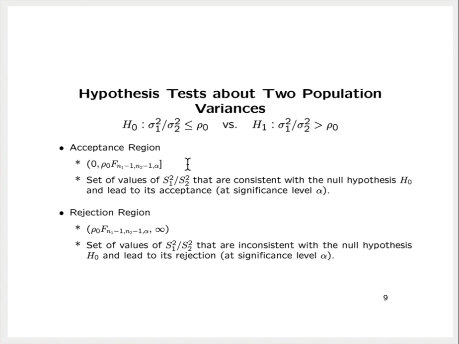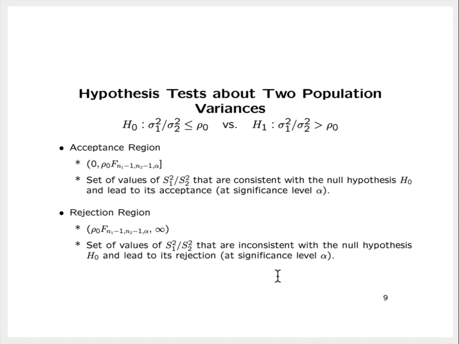The complement of this set, with respect to the positive part of the real line, is the open interval from rho sub 0 times this F value, the upper alpha percentage point of this F distribution, up to, but certainly not including, infinity, but including all real numbers greater than this lower bound. That comprises the rejection region. This is the set of values of the ratio S1 squared over S2 squared that are inconsistent with the null hypothesis and therefore would lead us to reject the null hypothesis at a significance level of alpha.